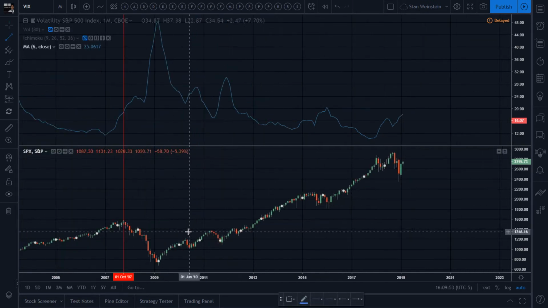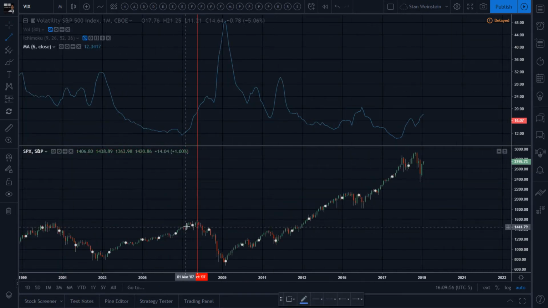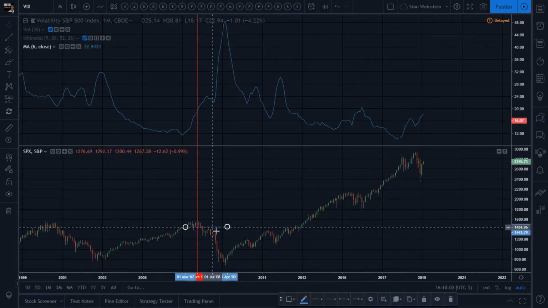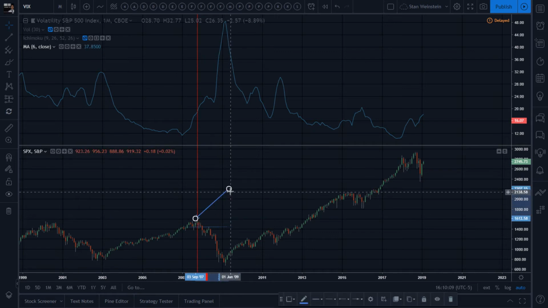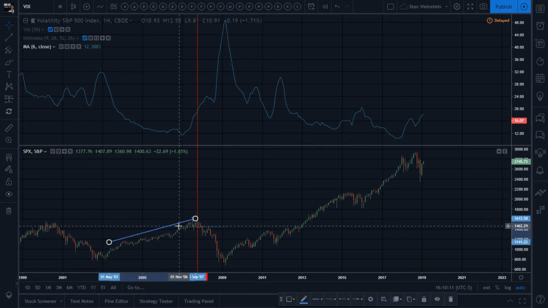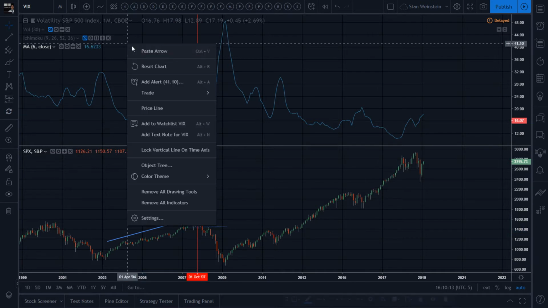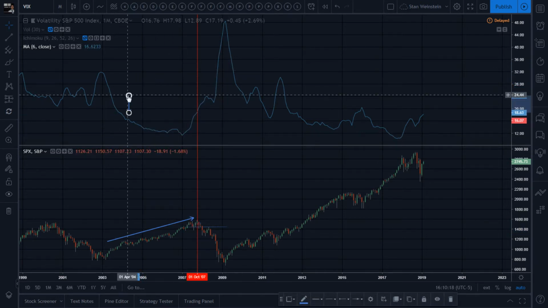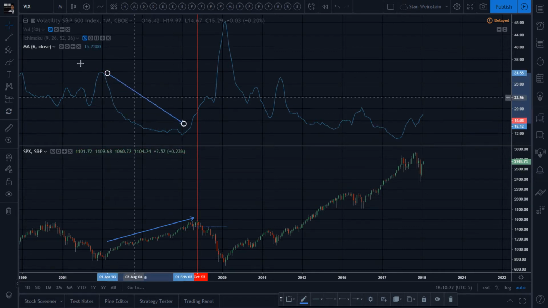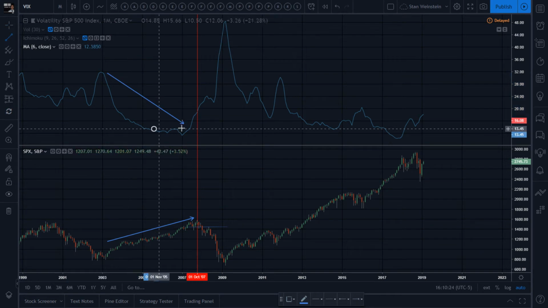So let's go to 2007. I had my breakdown right about here. And then we had that retest, and then it went down. So what was happening? The VIX, even as the price action was going up on the SPX, it was going down on the VIX, but only to a certain point. Right here, it decided to break out of its base.